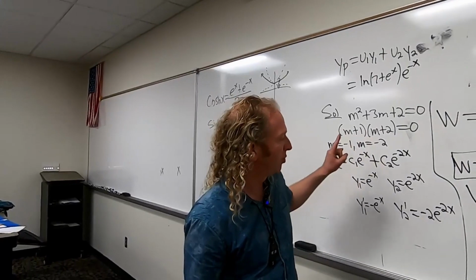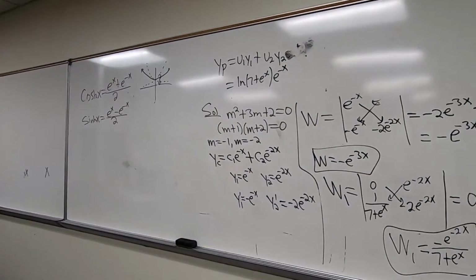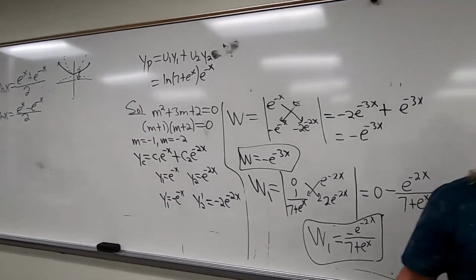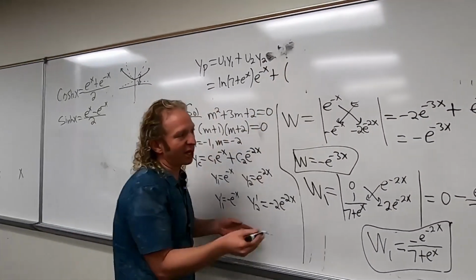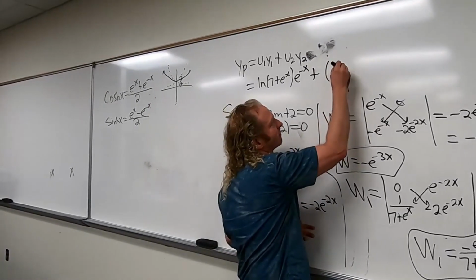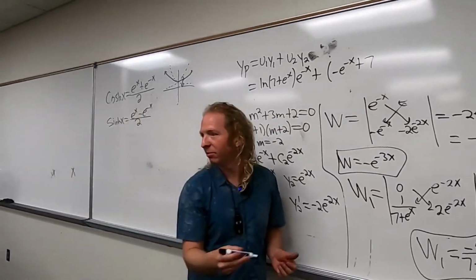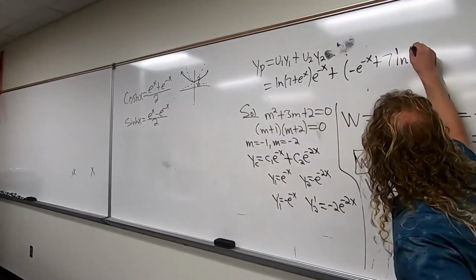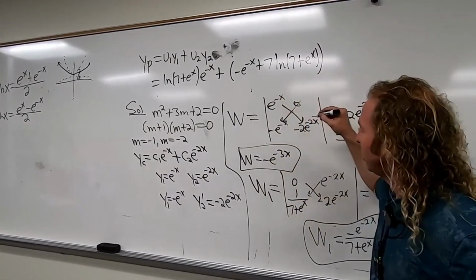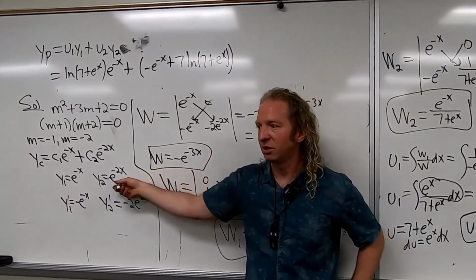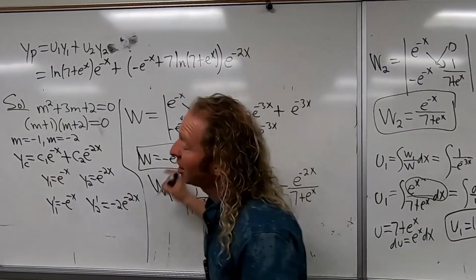And then u2 is way over here. That's the one I had messed up. Negative e to the x plus the 7. So plus negative e to the x plus 7 ln 7 plus e to the x. Wow, ridiculous. And then y2 is e to the negative 2x. Thank you, yep. Let's keep going.